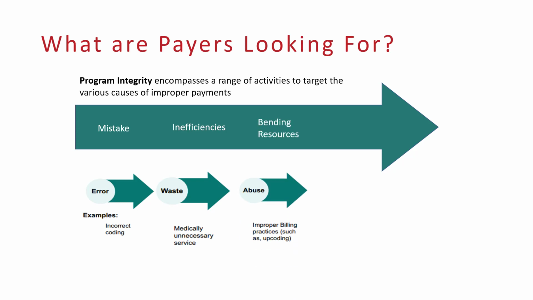When we get to the bending of resources, this often results in accusations of abuse, which really change the game for the provider, because here we see practices like upcoding, improper referrals, maybe even uses of unlicensed or unregistered staff. And when intent can be shown, fraud rears its ugly head. Examples are billing for services that were not provided, maybe unbundling services when it's clear they're not permitted, even as much as altering medical records.